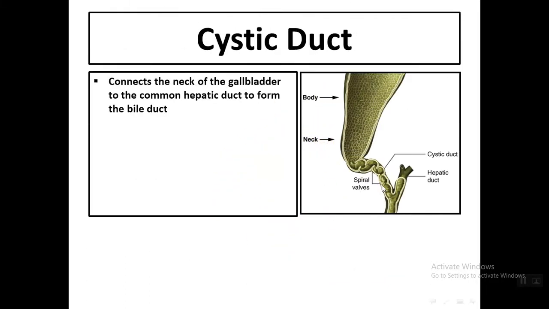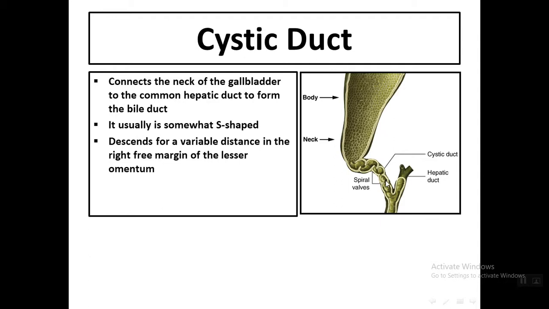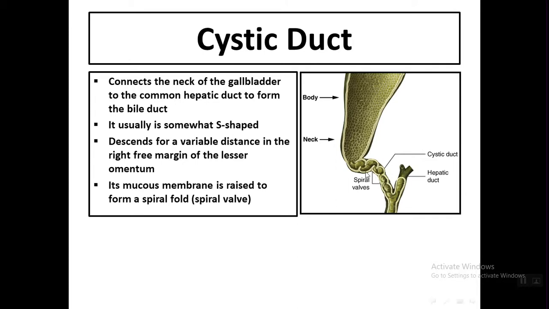The cystic duct, this is the cystic duct, connects the neck of the gallbladder, as we said, to the common hepatic duct to form the bile duct. It is usually S-shaped, descends for a variable distance in the right free margin of the lesser omentum, and its mucous membrane, as we said, here we have these elevations. Let's see it. It is raised to form what we call the spiral valve. This spiral valve will keep the lumen of this duct open.